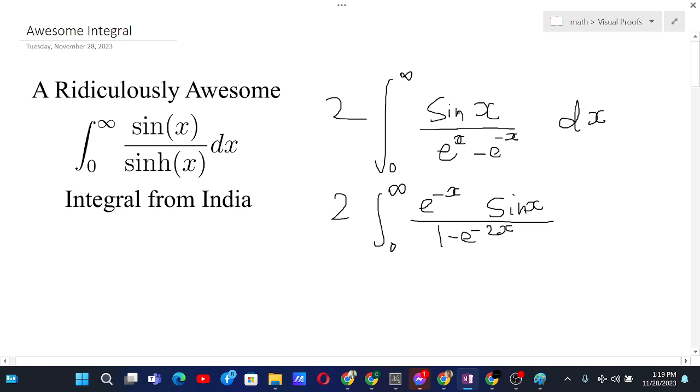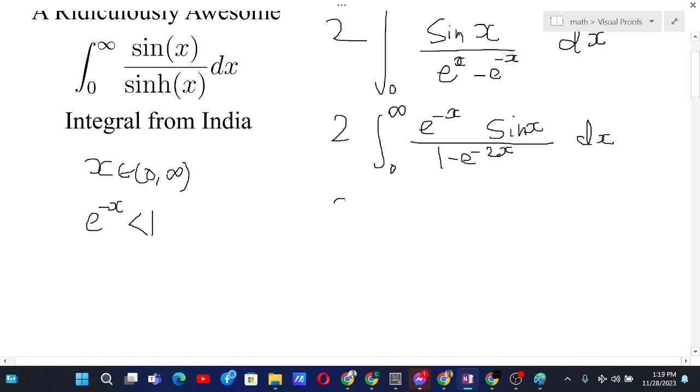Now when x is running from 0 to infinity, for these cases e to the power minus x is less than 1. So that's why we can have an infinite geometric series over here with the first term e to the power minus x and ratio e to the power minus 2x. And now we have 2 times integral from 0 to infinity, sum for n going from 0 to infinity, e to the power minus x and e to the power minus 2x times n.